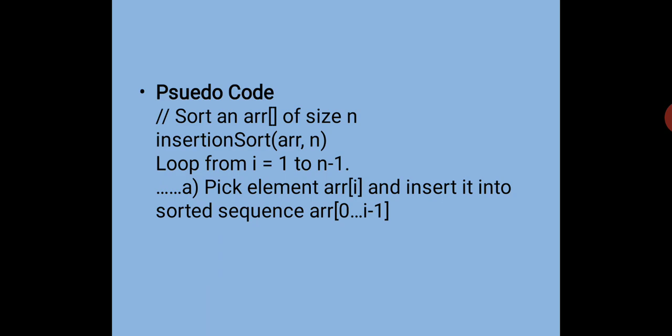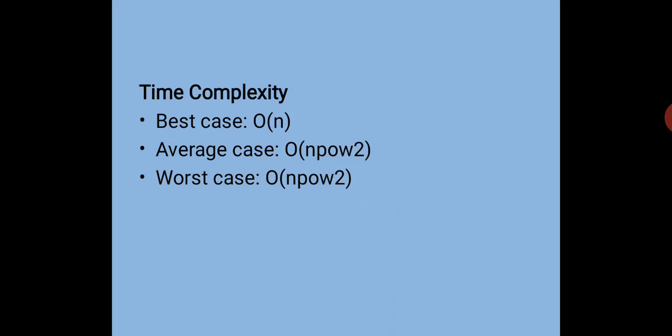So what's the pseudocode for it? Sort an array of size n: insertion sort (array, n), and loop from i equal to 1 to n minus 1. Then you pick element array[i] and insert into the sorted sequence from 0 to i minus 1. See, so simple. So what is the time complexity? The best case will be order of 1 because it will compare the list at least once if the entire elements are sorted. Average would be n to the power 2, that is n square, and worst would also be n square.